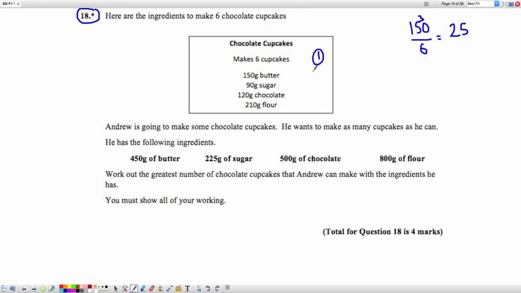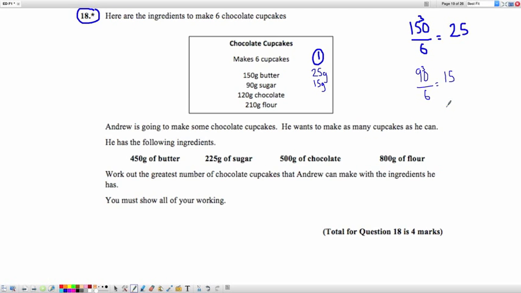So for the butter here, 25 grams. The sugar, 90 divided by 6, is going to give us, for the 6 here, how many times does 6 fit into 9? Once, remainder 3. How many times does 6 fit into 30? 5 times. So we need 15 grams of sugar.